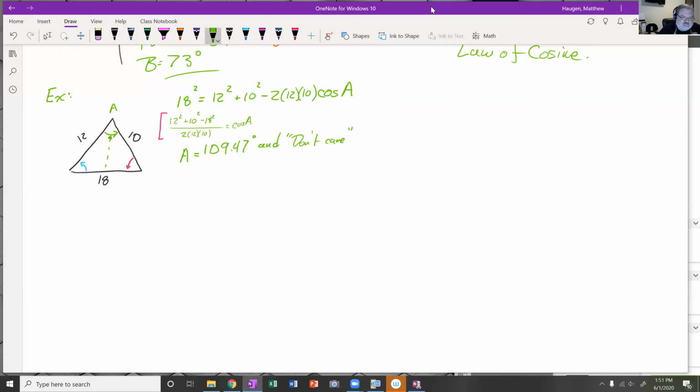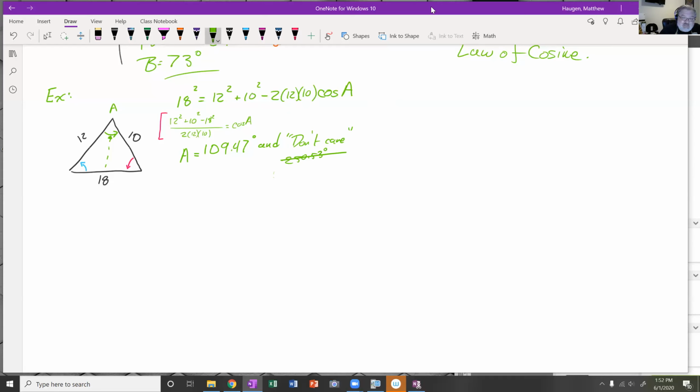Fair? And frankly, the easiest one to do is just go to 100 and negative 109.47. Fine. But that can't be in a triangle. Neither can the other one. Fine. You want to do the other one? It's what, 250.53 degrees. I can't live in a triangle either. Fair? So either way, don't care.